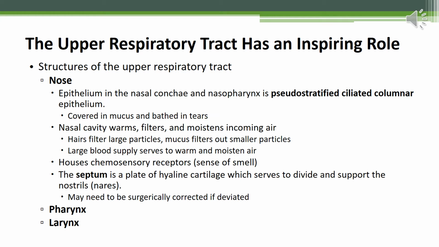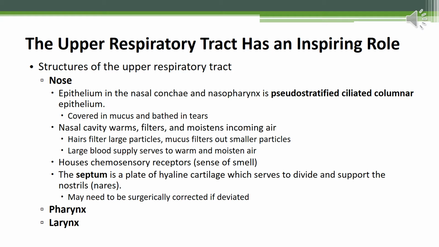The main purpose of the nasal cavity is to warm, filter, and moisten incoming air. The hairs of the nose work to filter large particles, while mucus acts to filter out smaller particles. And we need this so these particles don't end up in the lower respiratory tract. The large blood supply of the nose serves to warm and moisten the air. The nose also houses the chemosensory receptors, which are responsible for our sense of smell.